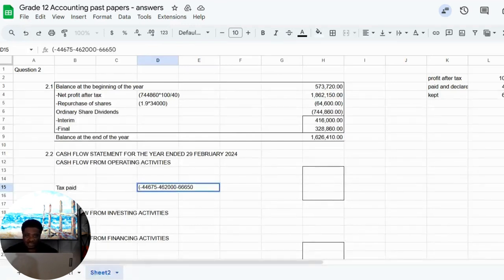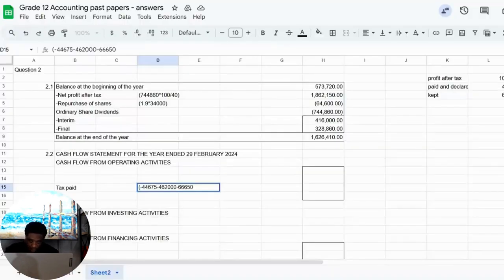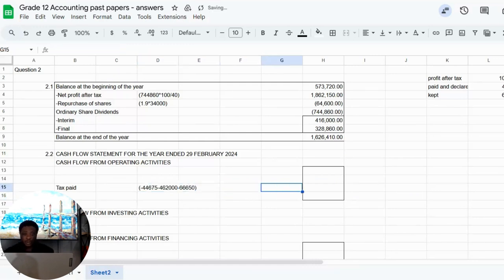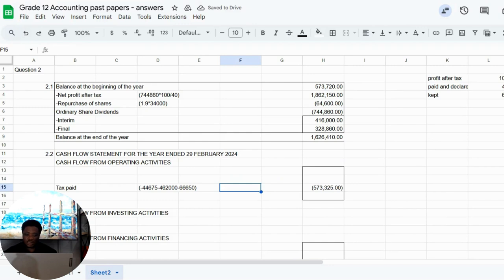So this is 66,650. And you can see that all of these amounts were essentially outflows. So I put them all as negative. And so that would work out to 573,325. All right. Cool. And then the next thing that you're going to be looking at is dividends paid.